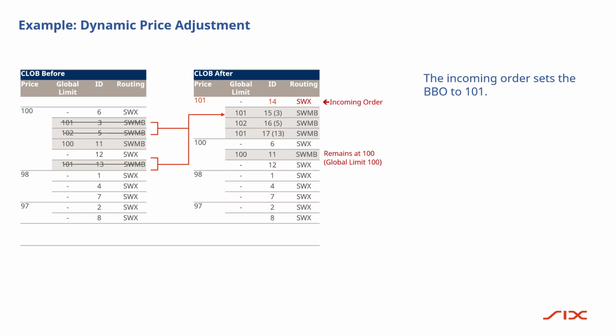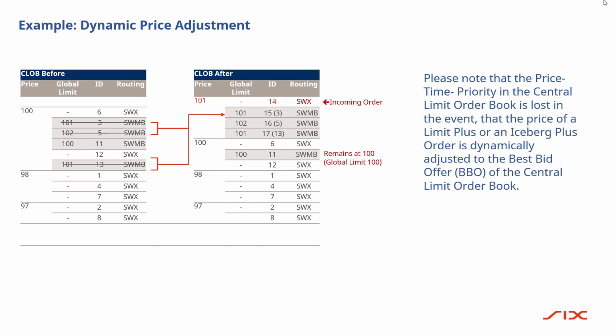It is important to know that the global limit of the Limit Plus and Iceberg Plus orders, as defined by the participant, is never breached. Please note that the price time priority in the central limit order book is lost in the event that the price of a Limit Plus or an Iceberg Plus order is dynamically adjusted to the BBO of the central limit order book.